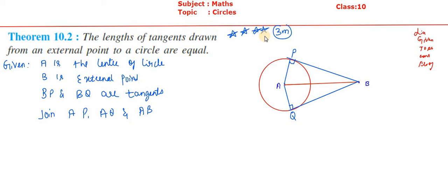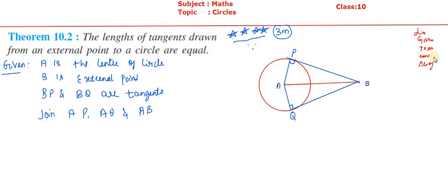Why? Because this is a very important theorem. In this chapter we have only 2 theorems. Of those, this theorem is very important, and even the first theorem is also important. Sometimes they'll give an option, sometimes they'll give only the first theorem or the second theorem, but 90% we can expect this question from an examination point of view. Okay, so now we wrote the given.